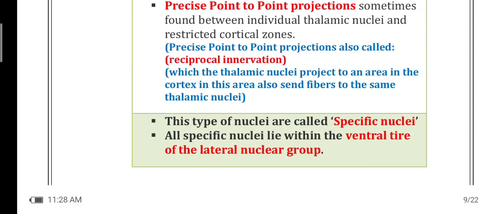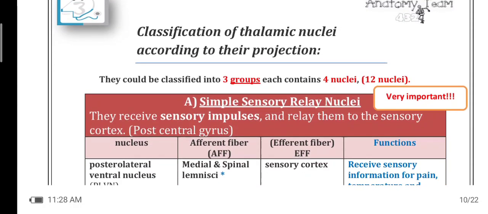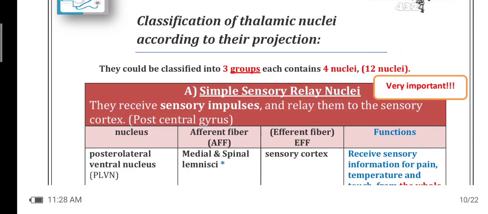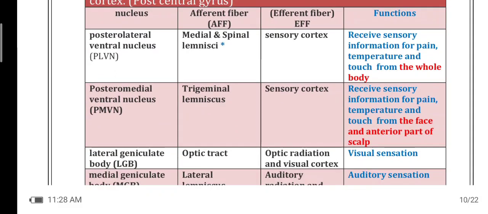cortex. These are all the specific nuclei. This type of nucleus is called specific nucleus. All the specific nuclei line up with the ventral part of the lateral nucleus group. The classification of the thalamus: three groups, each with 4 nuclei, for 12 nuclei. See, this is the nucleus, afferent fibers, efferent fibers, and the function.